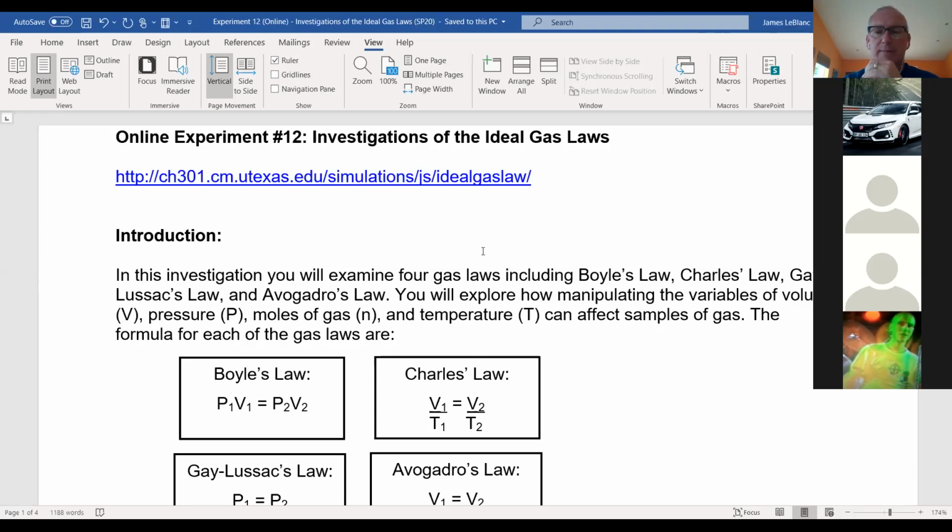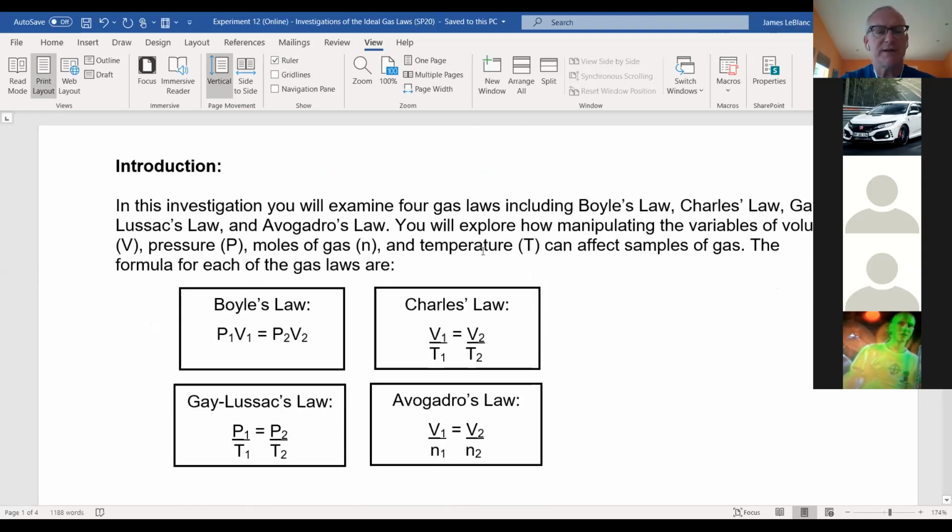And so there's a new law here that we didn't really talk about in class, but it's pretty straightforward. It's the Gay-Lussac law. You can tell it's another famous chemist with a French last name, as most of them are. And so the relationship there is between pressure and temperature.